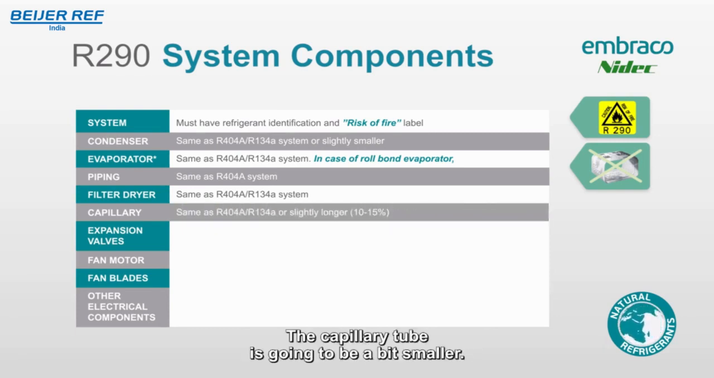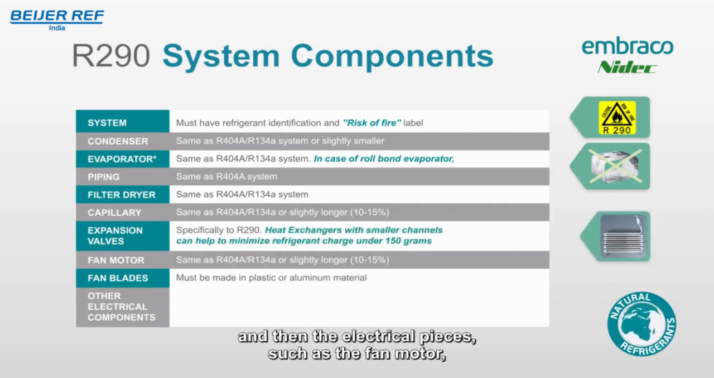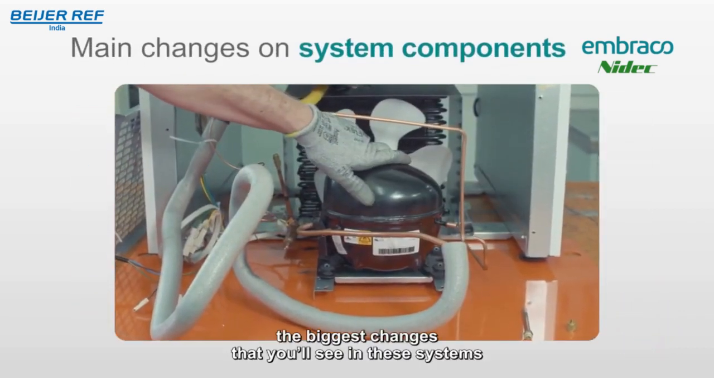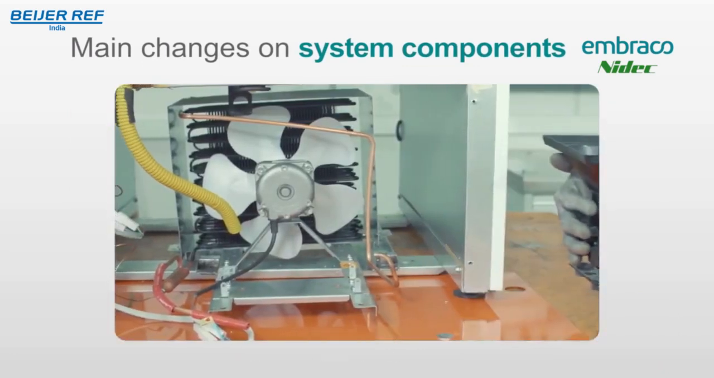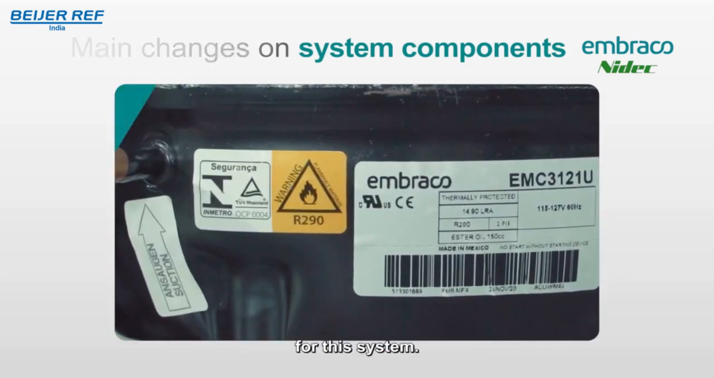The capillary tube is going to be a bit smaller, could be 10 to 15% shorter, but where you really start to see the changes is on the bottom of this chart when you're looking at the expansion valve and then the electrical pieces such as the fan motor, other electrical components, the fan blades. All of these components are the ones that need to be approved per the IEC standards to make sure that they are not spark producing. So in summary, the biggest changes that you'll see in these systems is when we look at the expansion valve, fan motors, fan blades, and the electrical components. All these components really need to be specifically designed for this system.